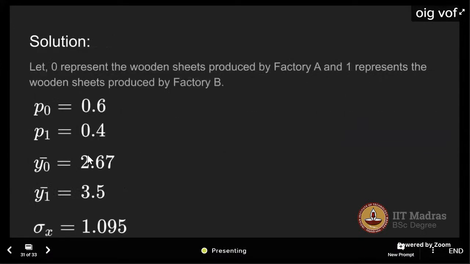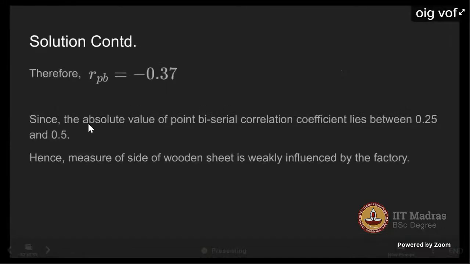Because my y-naught bar is opposite, yours is positive. If you take A as 1 and the opposite as B, then it will come positive. It doesn't matter. Whenever we talk about point biserial, we always take the absolute value.